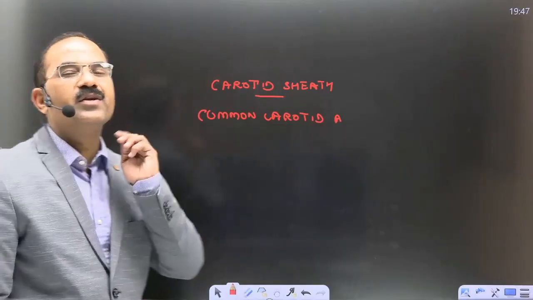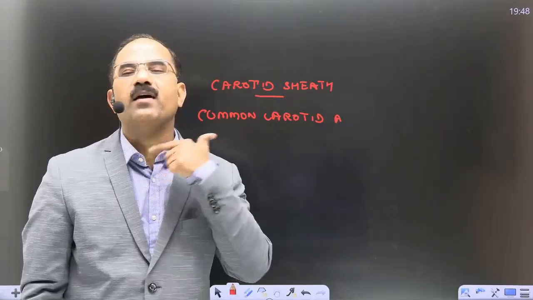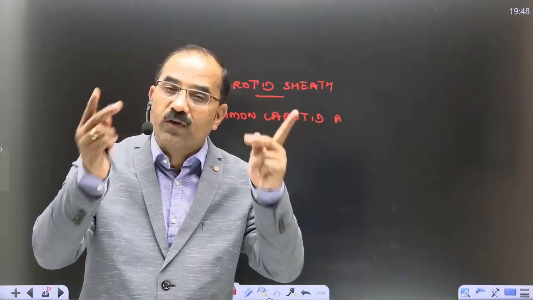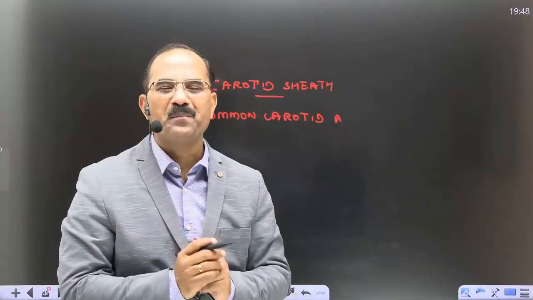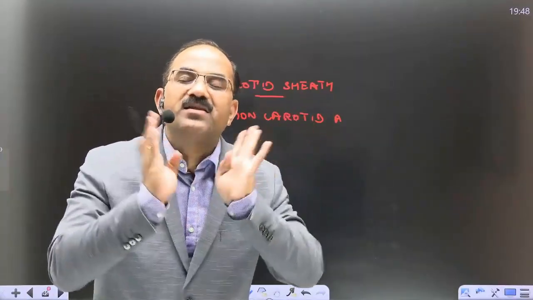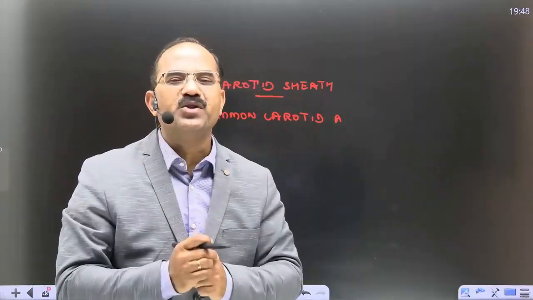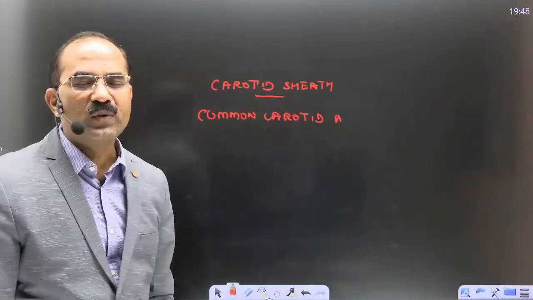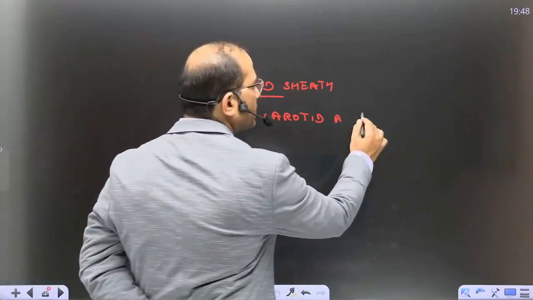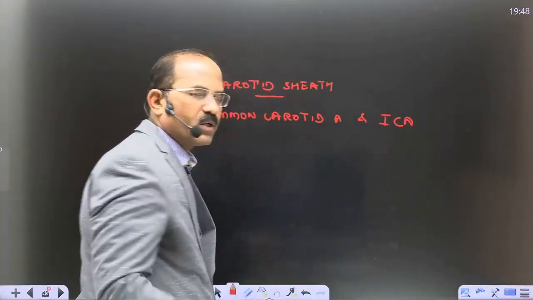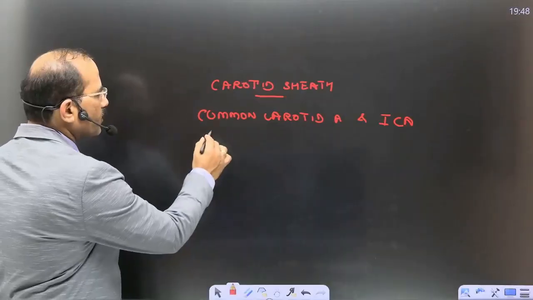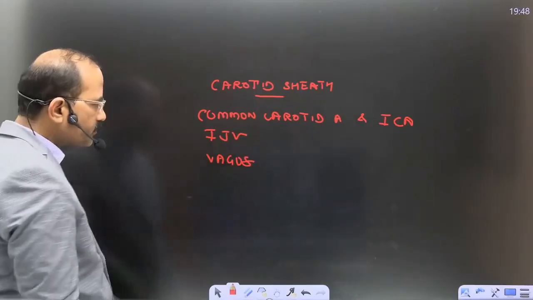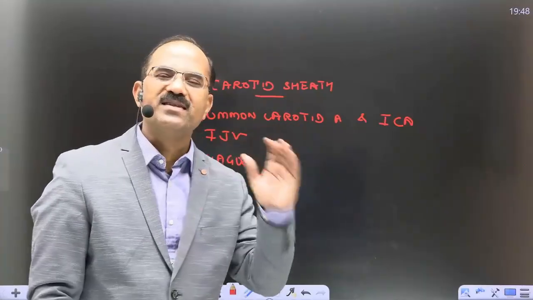Now students, you know what? The common carotid artery divides at the upper border of lamina of thyroid cartilage. The common carotid divides into an external and internal carotid. The external carotid is going to pierce the carotid sheath and get out of it. So who will remain in the carotid sheath? The internal carotid artery. So the contents of carotid sheath are the common and the internal carotid artery. The vein is internal jugular vein and the nerve is vagus nerve, together enclosed in a sheath, that's the carotid sheath.